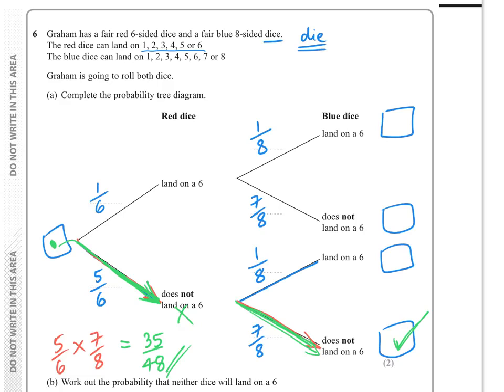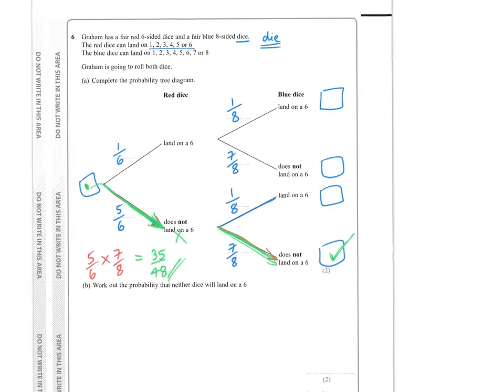So 2 marks and 2 marks, that's 4 marks for the whole question. So let's have a little look here at the whole thing. Okay, so that was quite a straightforward tree diagram there. They can be a lot more difficult than that, so beware.